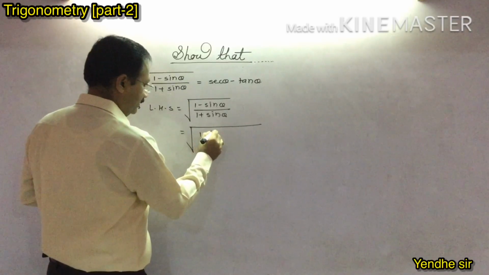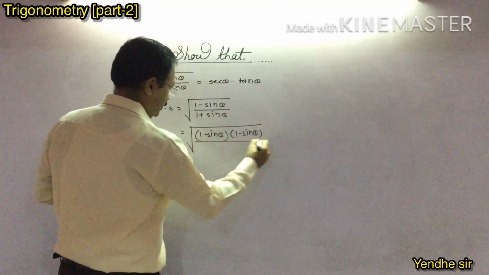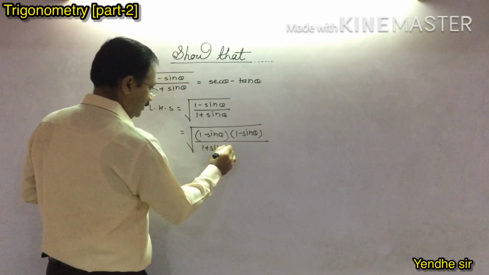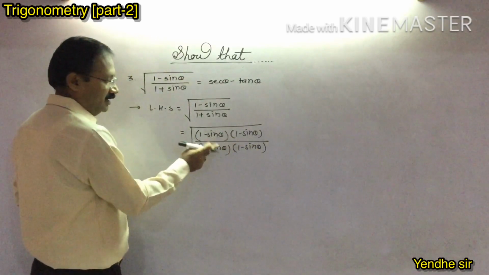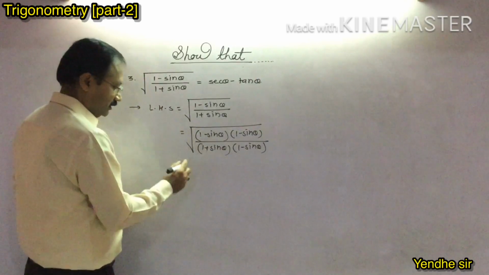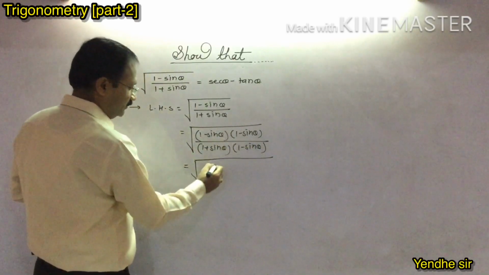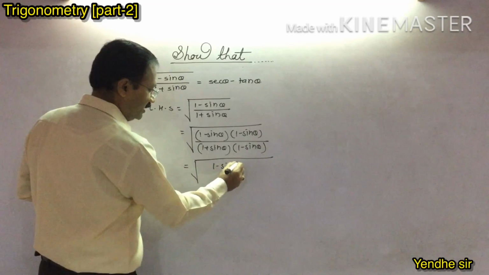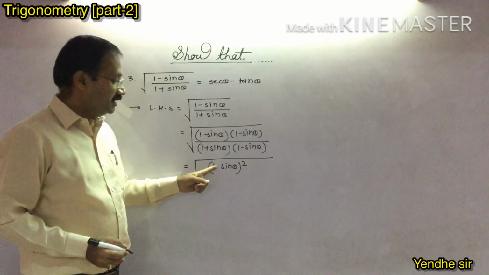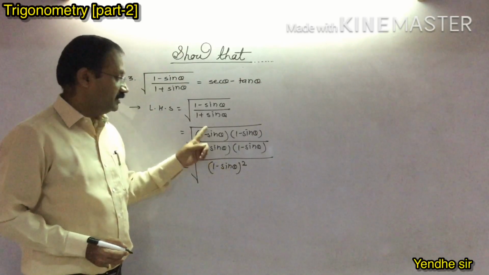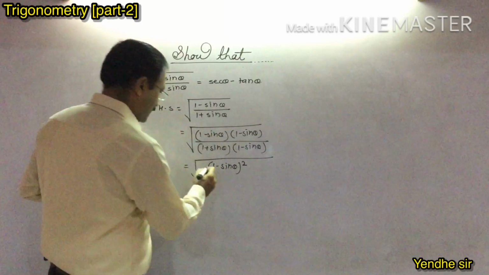So (1 minus sin theta) into (1 minus sin theta), and (1 plus sin theta) into (1 minus sin theta). I have multiplied 1 minus sin theta to the numerator and denominator. So what will happen? 1 minus sin theta into 1 minus sin theta means (1 minus sin theta) whole bracket square. Here you will make the mistake. You will write it as 1 minus sin square theta, but this is not correct, because this is (1 minus sin theta) whole bracket square.